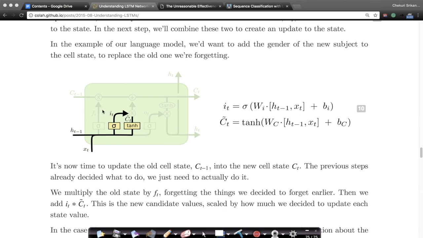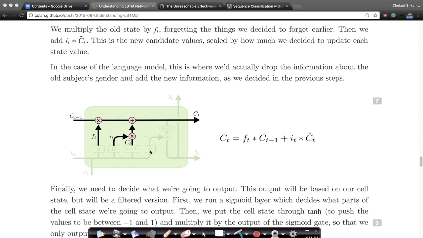The equations are straightforward, right? Your IT is sigmoid of the weights. You have two weights here. This is called the input weight gates, and you are concatenating ht minus 1 and xt, and you're adding a bias, right? The next one, this CT, you concatenated both of them, and you have another layer here. These weights are called WC. You concatenate both of them, and you're taking a tanh layer on top of it, and this is called CT hat. Now I do an element-wise or component-wise multiplication of both of them and decide to add that.